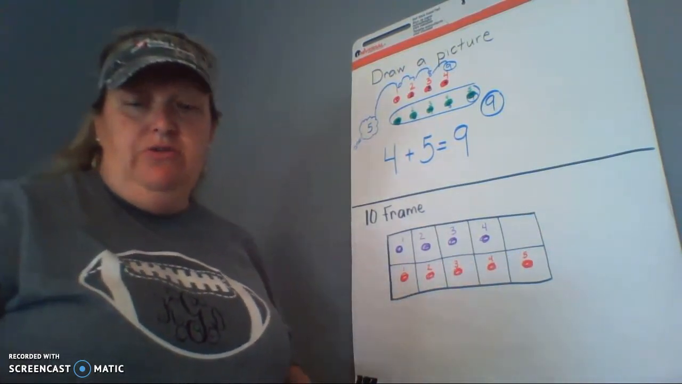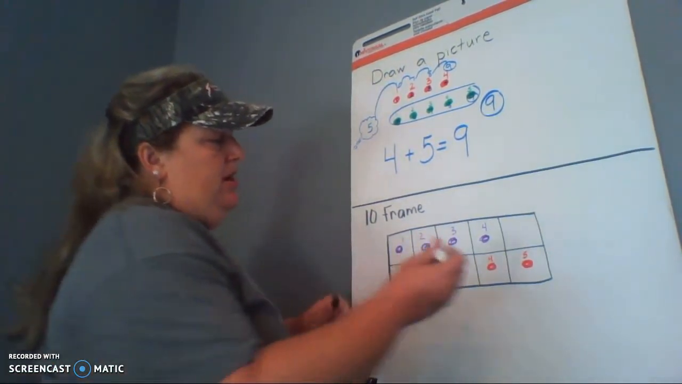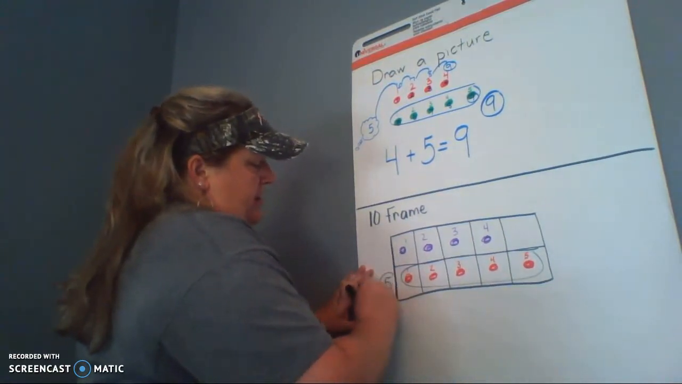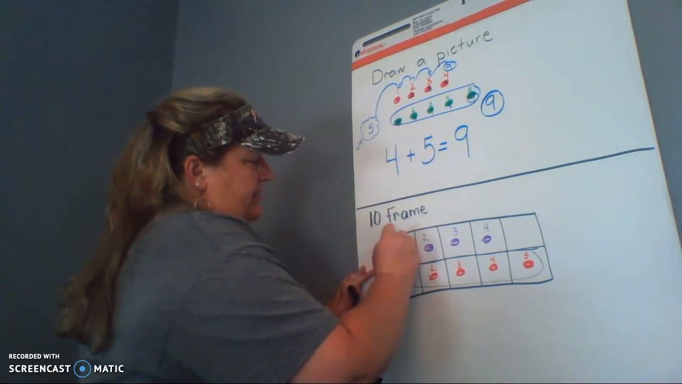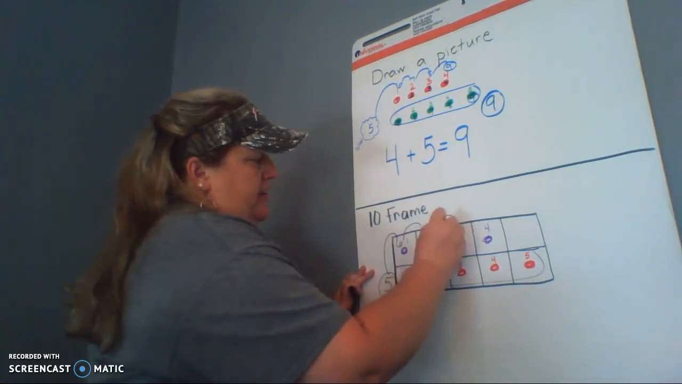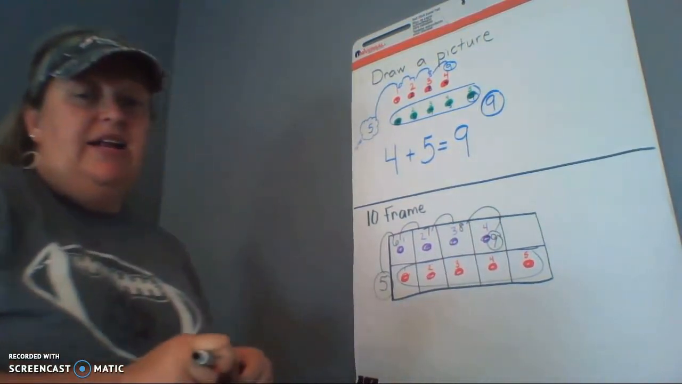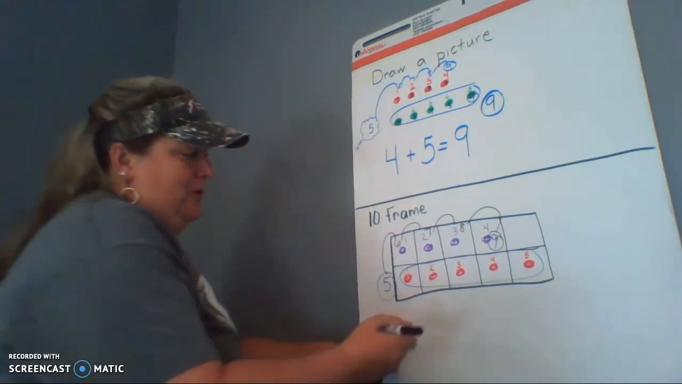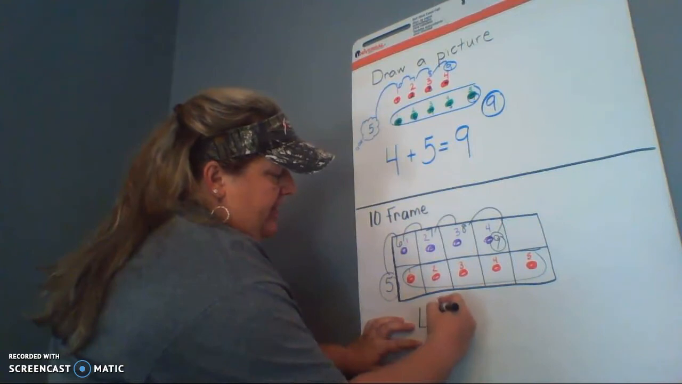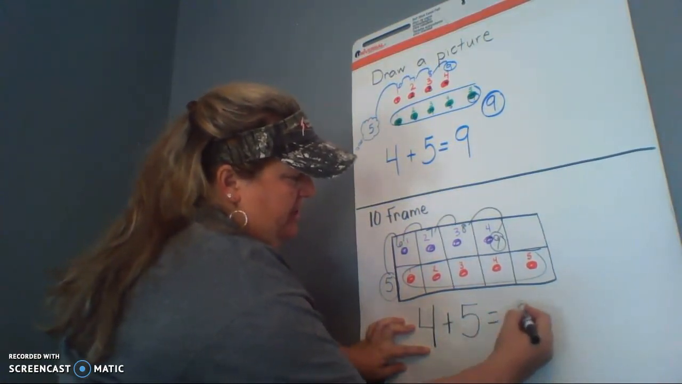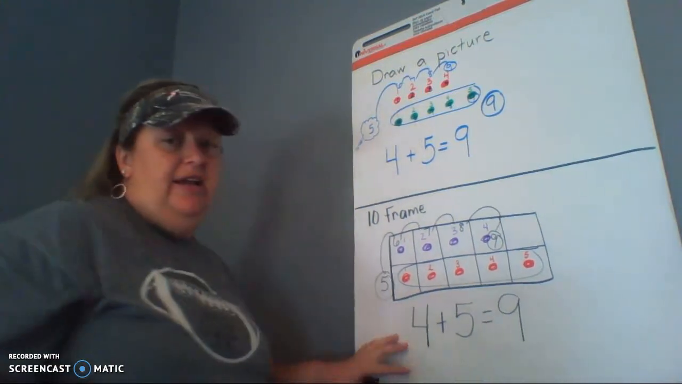Or I could also count on again where I get 5 in my head. I start with 5 and then I count on 6, 7, 8, and 9. So if you got 9, then you got the correct answer. And this number sentence is the same. 4 plus 5 equals 9.